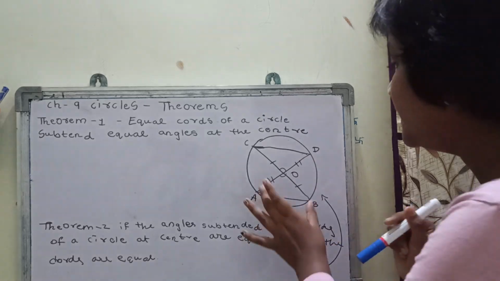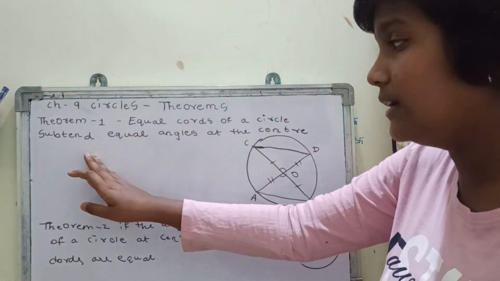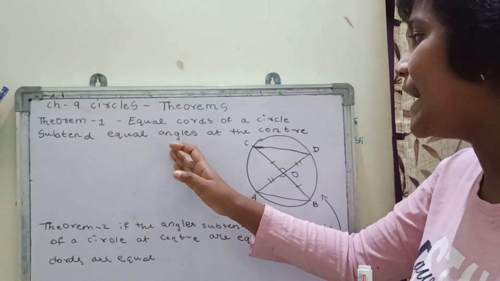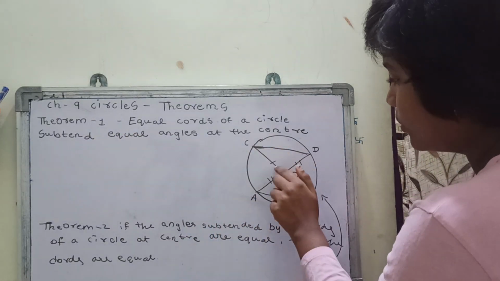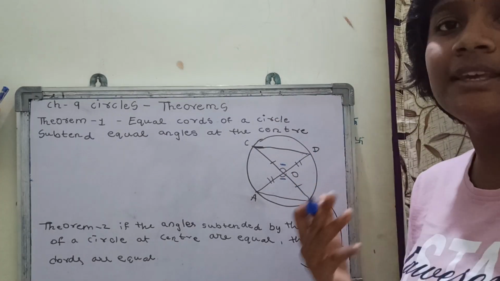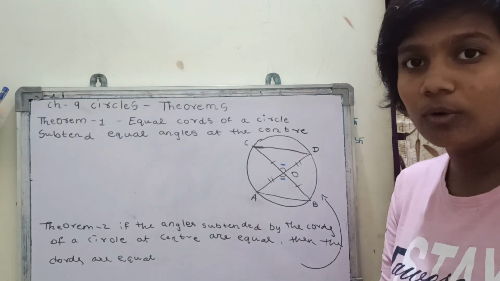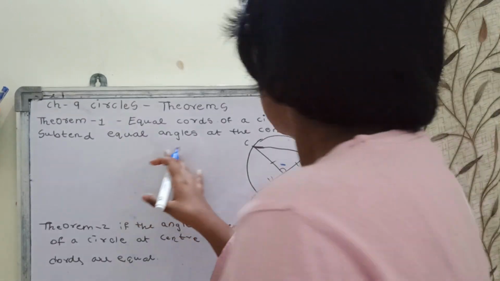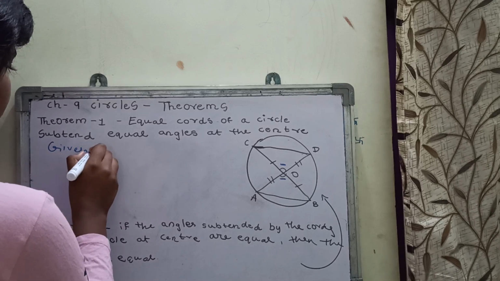Equal chords: they are saying that AB is equal to CD of a circle, subtend or give equal angles at the center. You can see AOB and COD. They are asking us to prove that this angle and this angle are equal. We learnt in the triangles chapter how to prove congruency, right? So what is given here? Or we can write the proof.